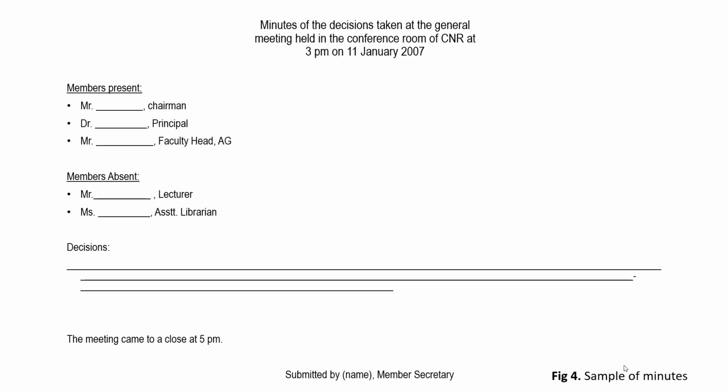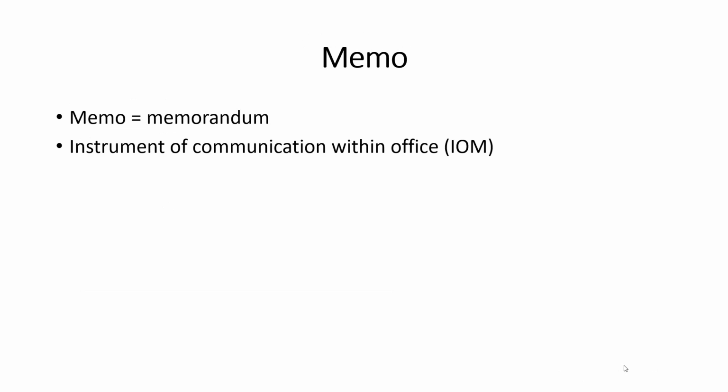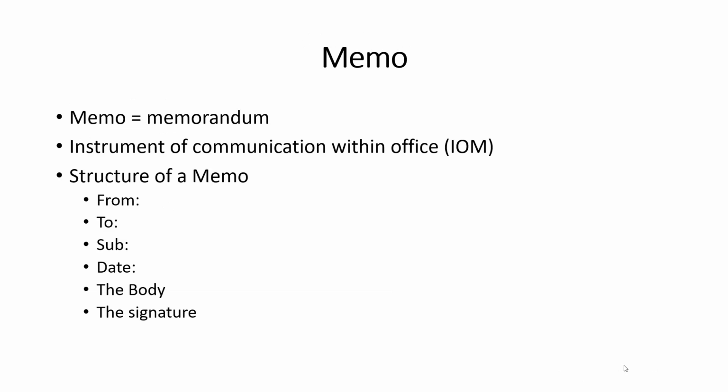Here is a sample of one form of minute keeping. Again, the style or format of writing a minute may differ from organization to organization. However, the minutes should capture the information on the title of the meeting, when it was conducted, where and who were present and who were absent, the decisions taken, and the name of the minute keeper. Memo or memorandum is an instrument of communication within an office. The general structure of a memo contains from, to, subject, date, the body, and the signature of the writer.